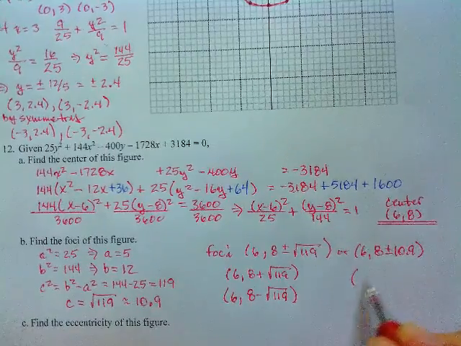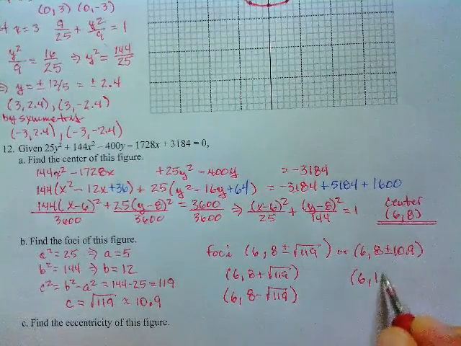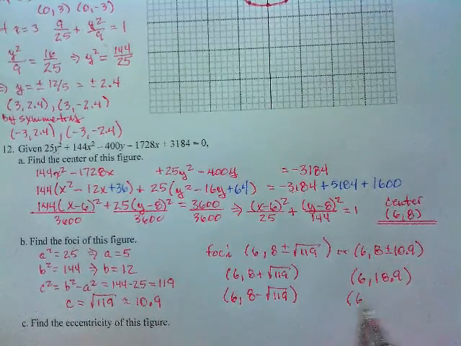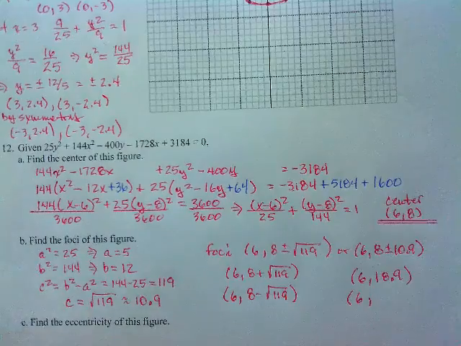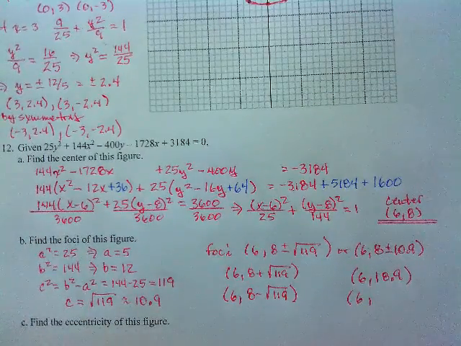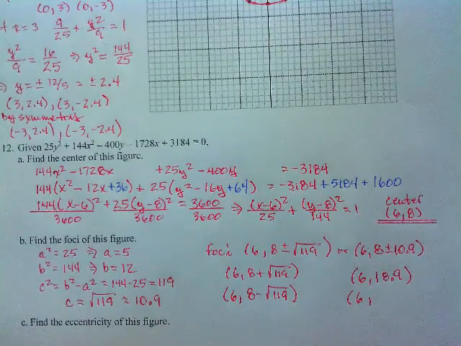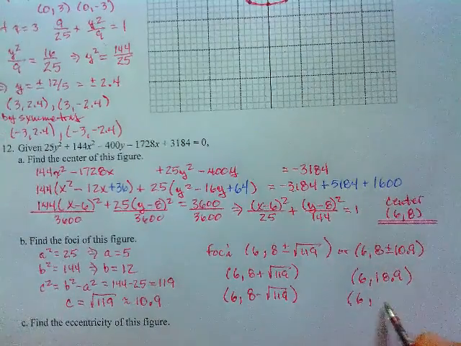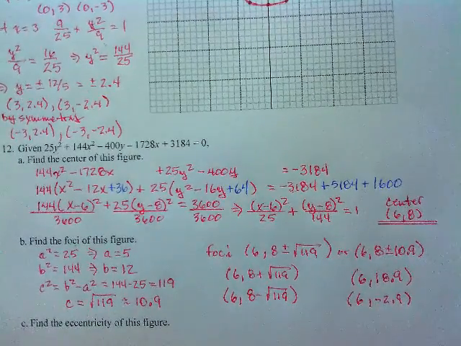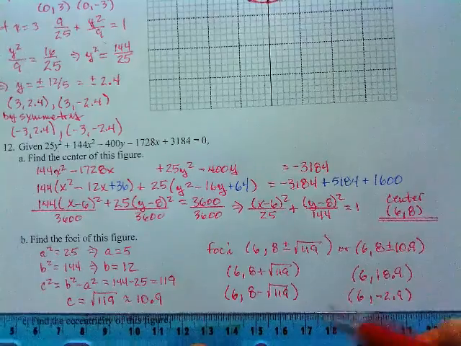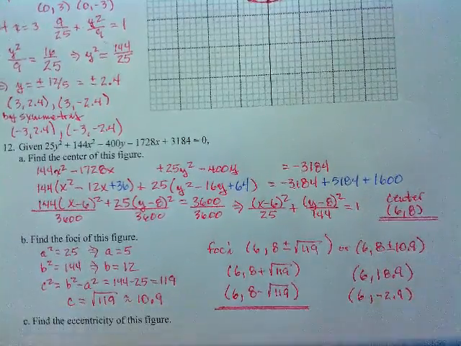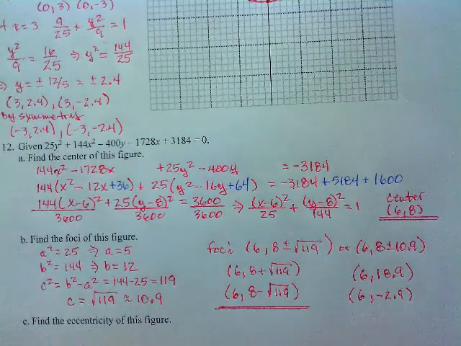Or if you wanted to do it this way, 6 and 18.9, and 6, let's see, we're going to have 8 subtract 10.9, which will give us negative 2.9. And so those are our foci. I just did it both ways because we would turn them into decimals if we wanted to actually do a graph.